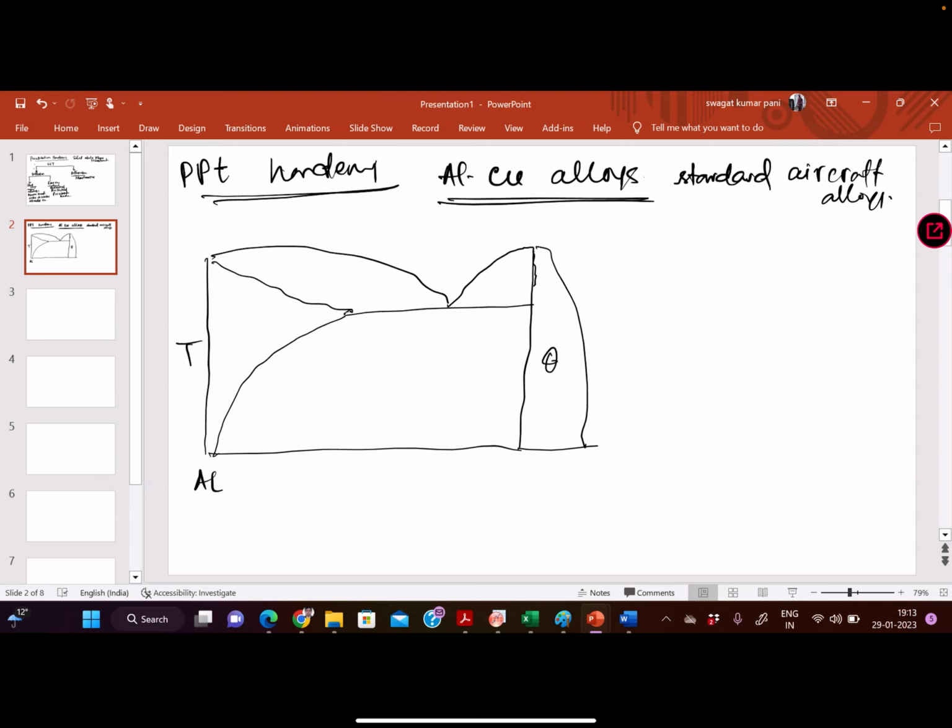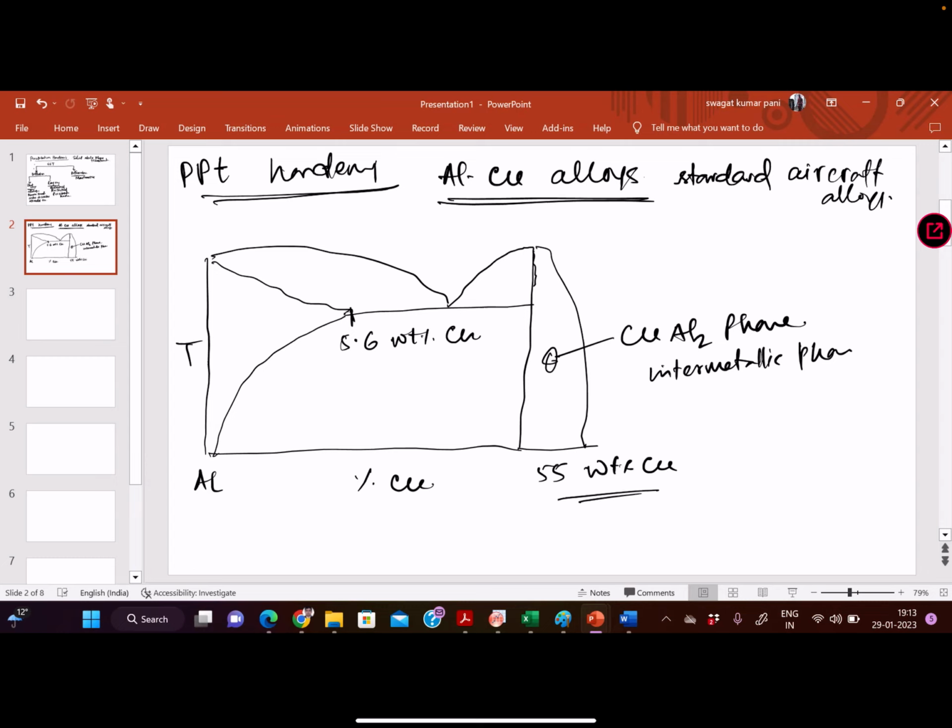This is the theta phase, that is nothing but the CuAl2 phase. This is approximately 5.6 weight% copper, and this theta phase is the intermetallic phase, and the approximate composition is 55 weight% copper. This is alpha phase, this is liquid plus alpha, liquid plus theta.